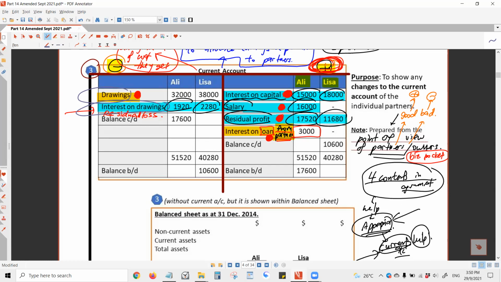That way works as well. Okay, I think so. Anything about drawings, you put on the debit side. All other things, put onto the credit side. If you want to follow that, you go on and follow that method of memorizing it.